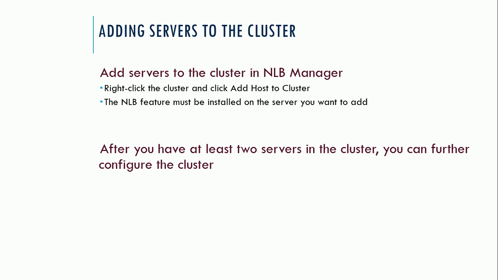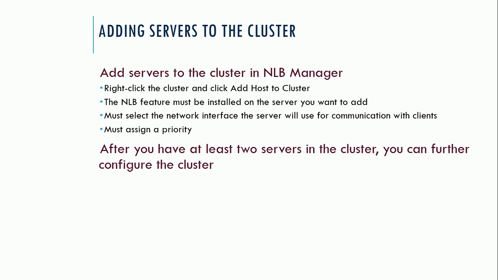The feature must be installed on the server that you want to add. So every single server that's going to be participating in the cluster has to have the network load balancing feature added. You don't have to go through all these steps on each one. You just have to have the feature installed in order for it to work. And you have to select the network interface that the server will use for communication with clients, and you have to assign it a priority between 1 and 32, as we discussed earlier.